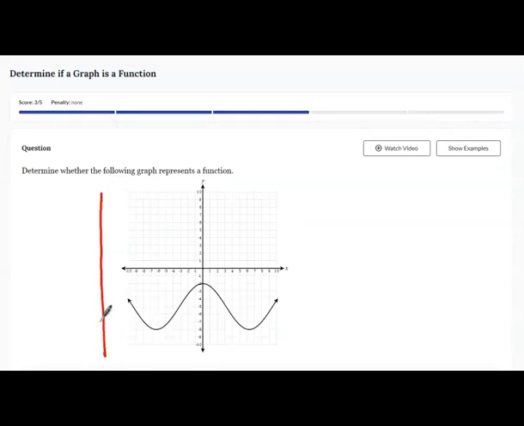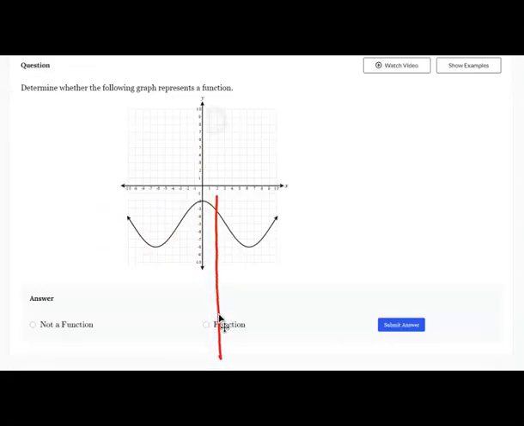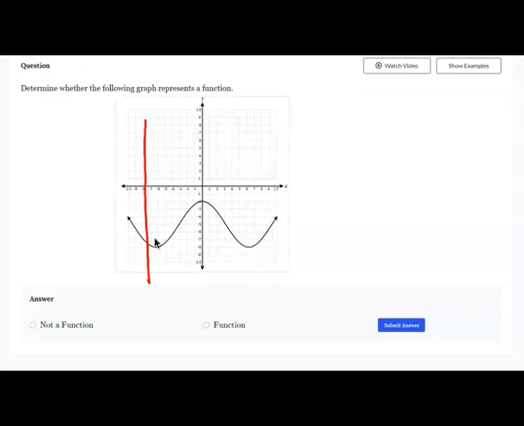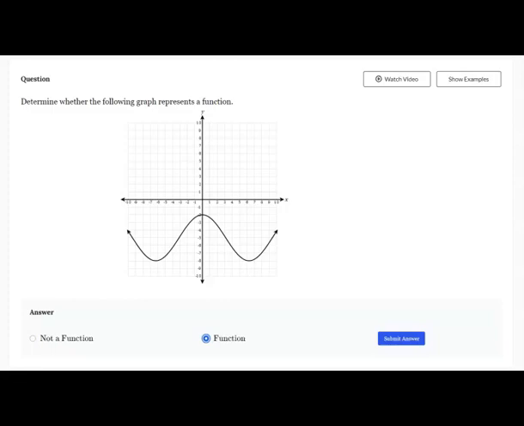Even if it's a curvy graph, it can still be a function. Like this one here. My red vertical line never touches the graph more than one time. So that means that this graph is a function.